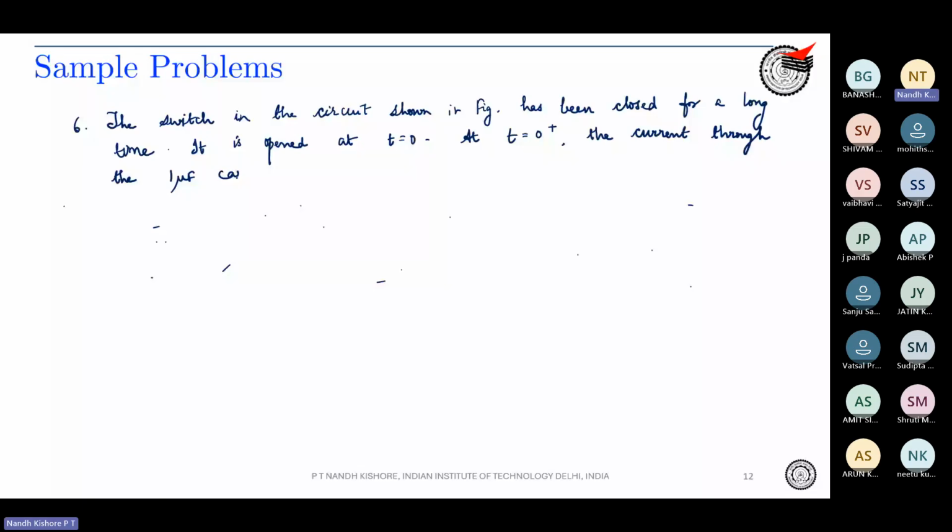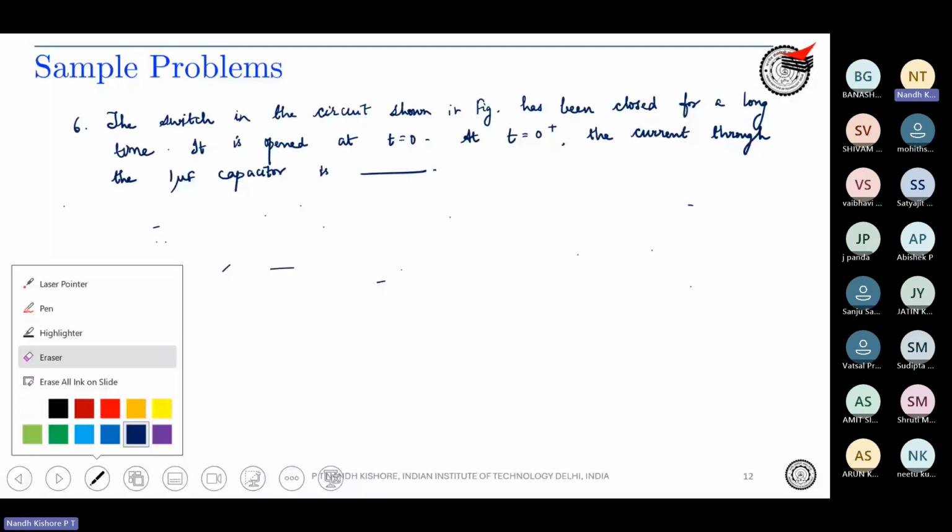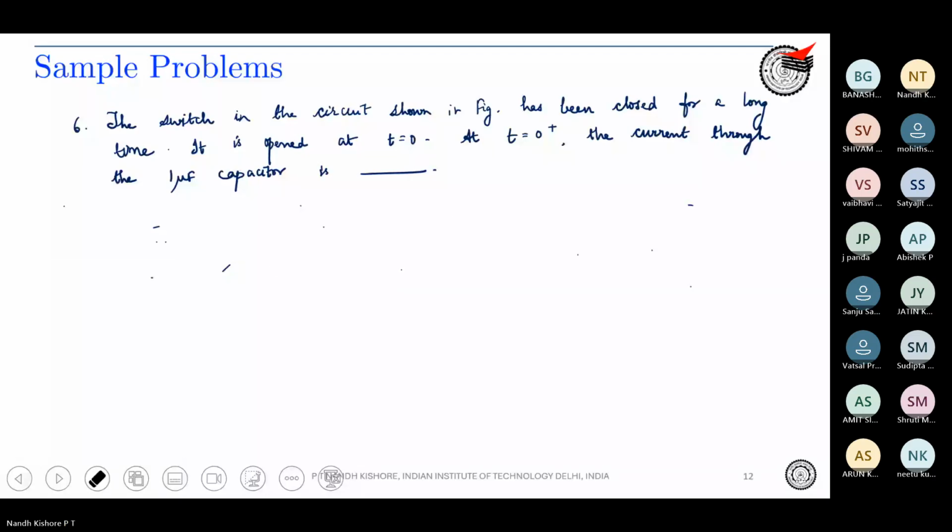So first of all, is my handwriting clear? Are you able to follow? I want to ask, is this legible for you, whatever has been written in the slide? Yes, sir, you are writing clearly. Okay, thanks very much.